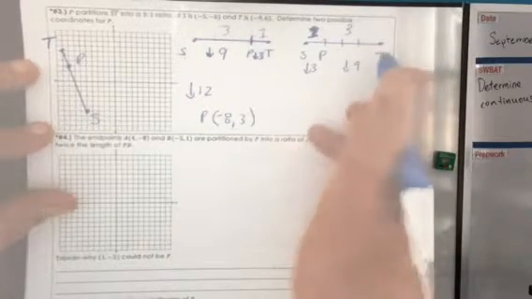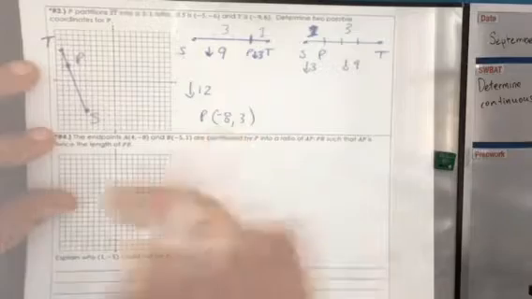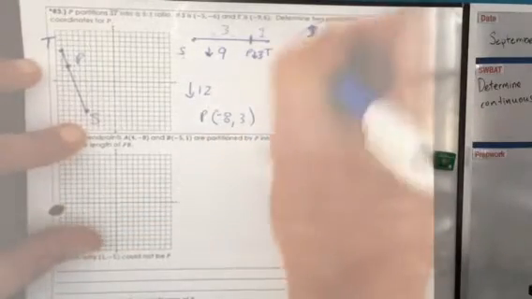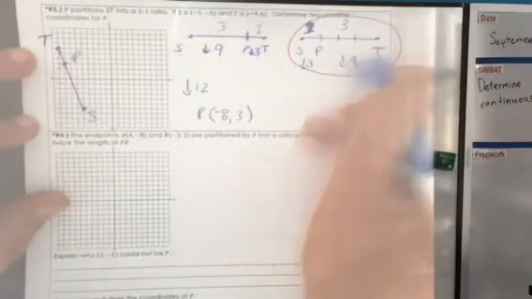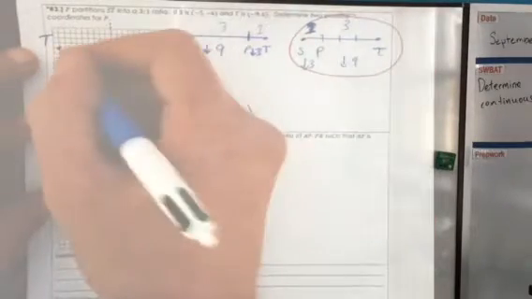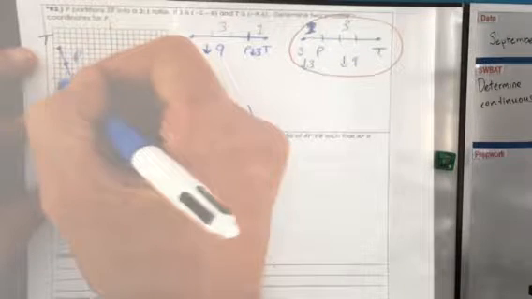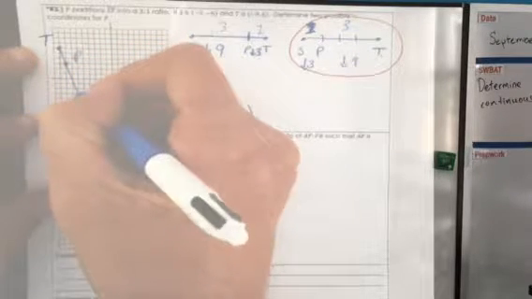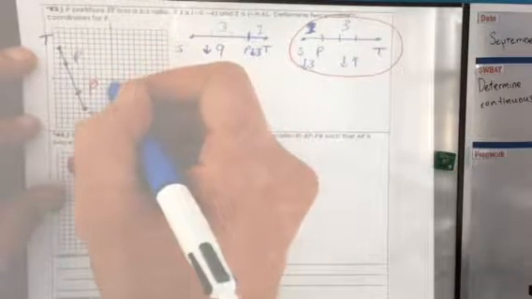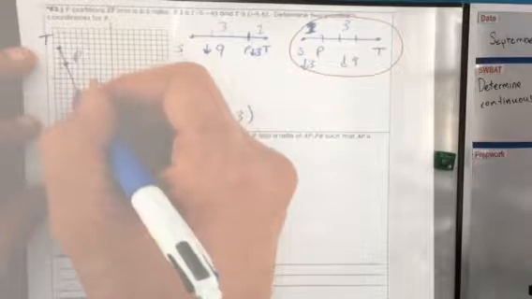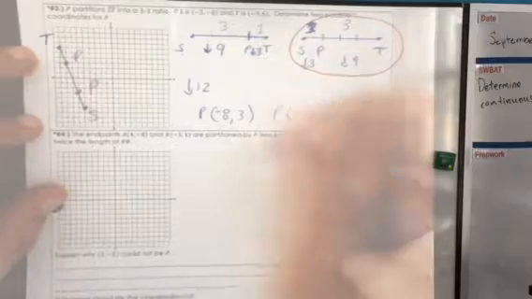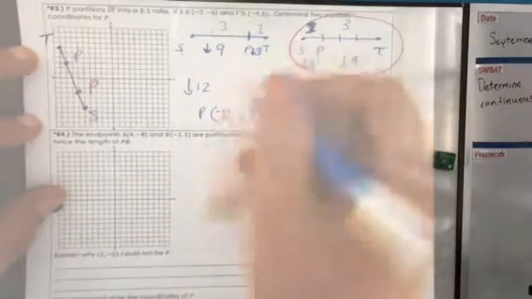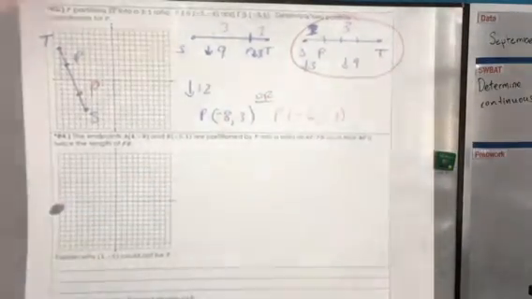So now from T to P is a move down 9. We'll do this possibility in red. So we'll go to T, and the move from T to P is a move down 9. 3, 6, 9, and go to the line. So there's another possibility for P at -6, -3. All right.